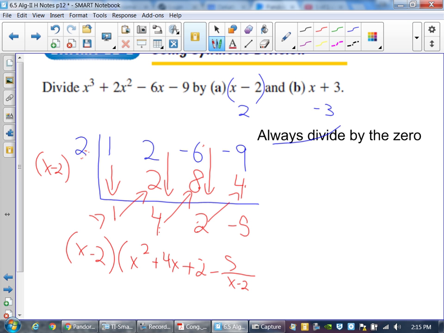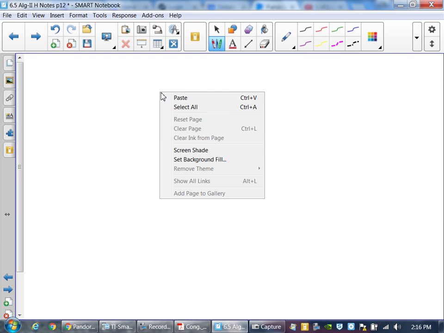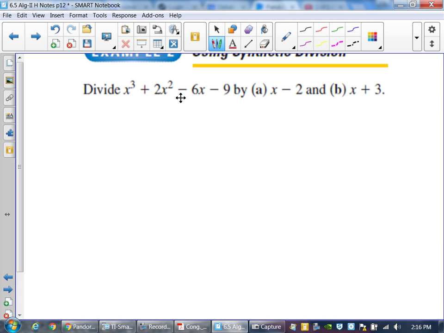Synthetic division is a fast way to tell whether or not something is a factor. Because if it's a factor, are you going to have a remainder? No. Watch what happens when we do the x plus 3. Do the same thing. If my x plus 3 is my term, what's my 0? Negative 3.